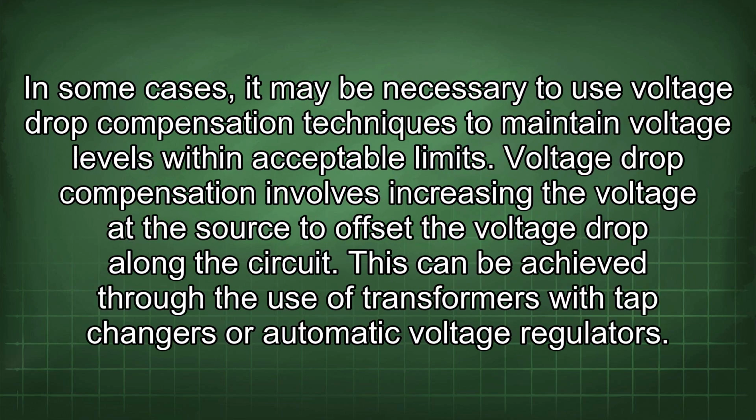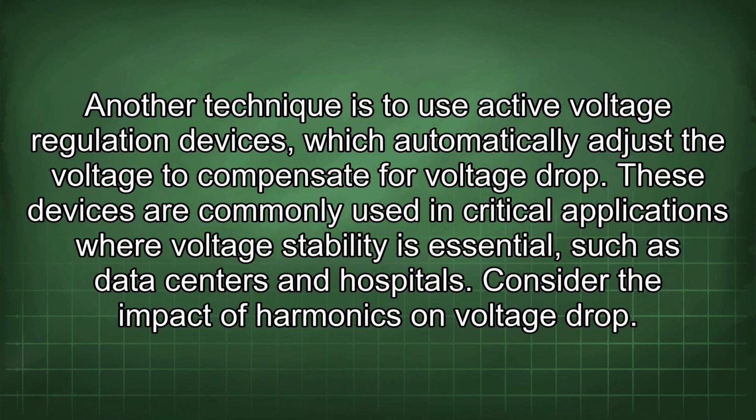In some cases, it may be necessary to use voltage drop compensation techniques to maintain voltage levels within acceptable limits. Voltage drop compensation involves increasing the voltage at the source to offset the voltage drop along the circuit. This can be achieved through the use of transformers with tap changers or automatic voltage regulators. Another technique is to use active voltage regulation devices, which automatically adjust the voltage to compensate for voltage drop. These devices are commonly used in critical applications where voltage stability is essential, such as data centers and hospitals.